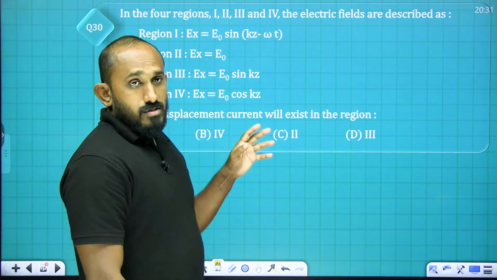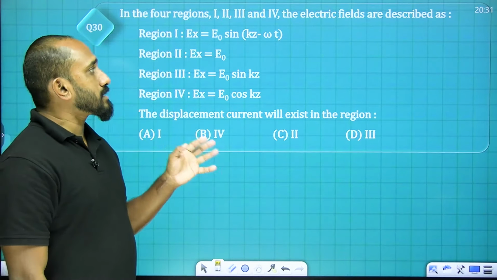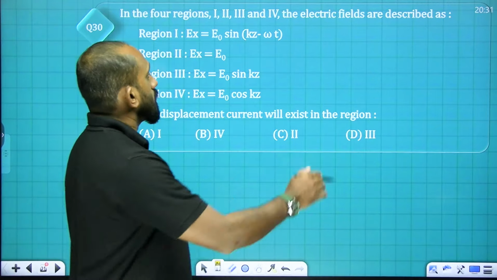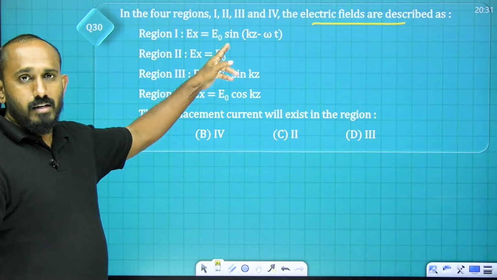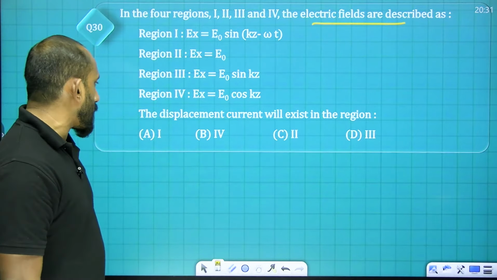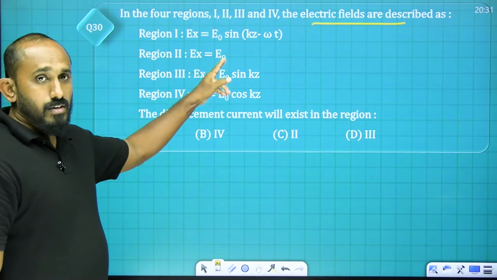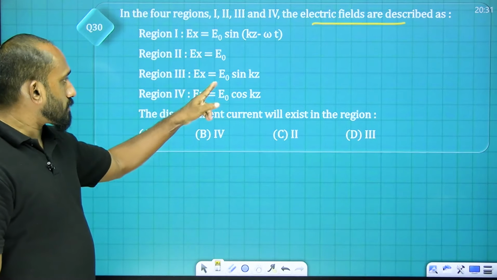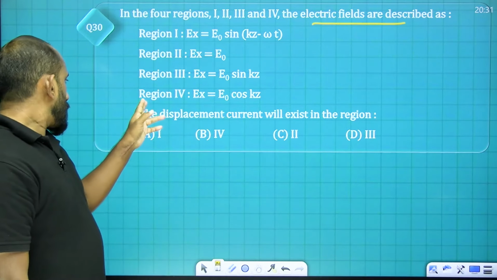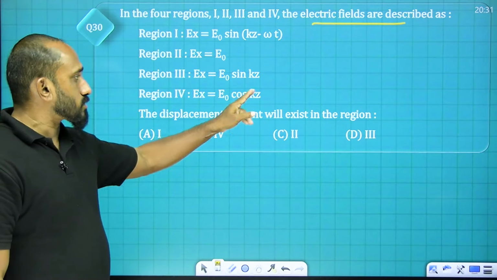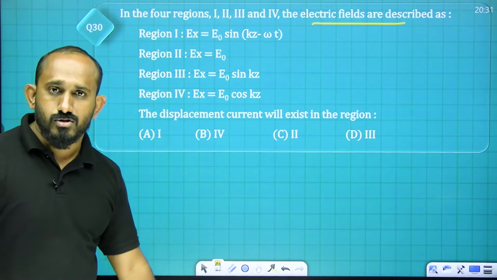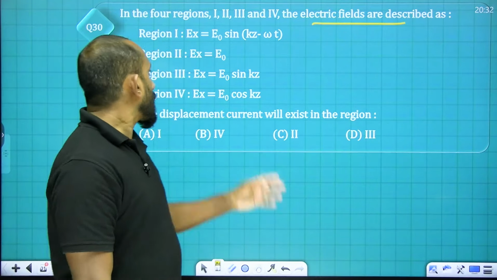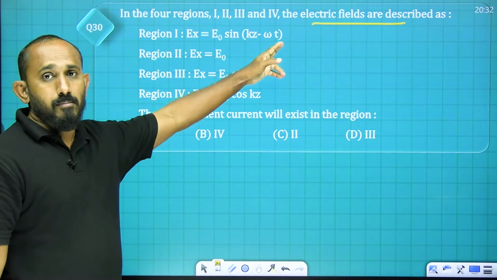In the four regions 1, 2, 3 and 4, the electric fields are described as follows. Region 1: Ex is E0 sin(kz − ωt). Region 2: Ex equal to E0. Region 3: Ex is E0 sin kz. Region 4: Ex equal to E0 cos kz. So regions 2, 3 and 4 all have constant electric fields. Only one is variable with time t.